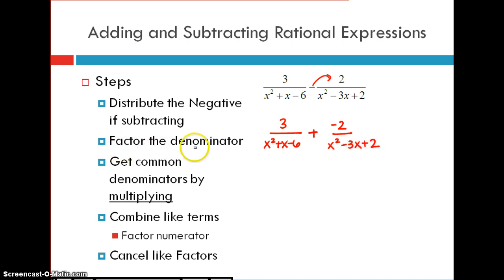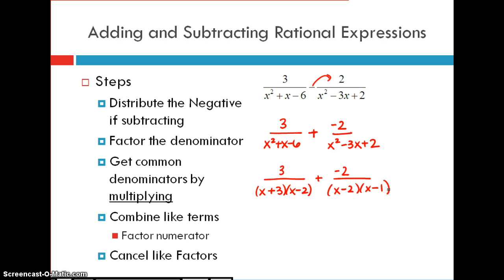Now we're going to factor just the denominators. Obviously in this problem we can't factor the numerators, but we would come up with x plus 3 and x minus 2 for the first problem, plus a negative 2 again on top, and then we would have an x minus 2 and an x minus 1.